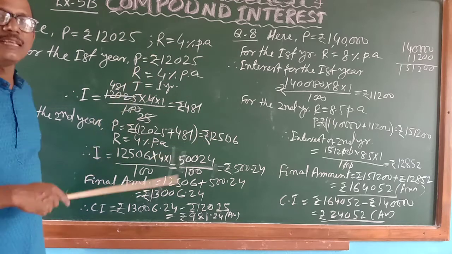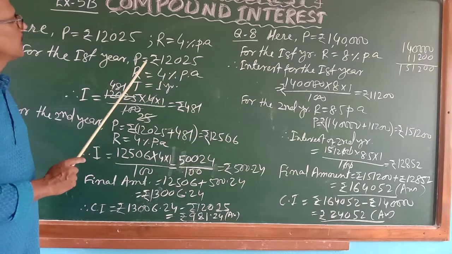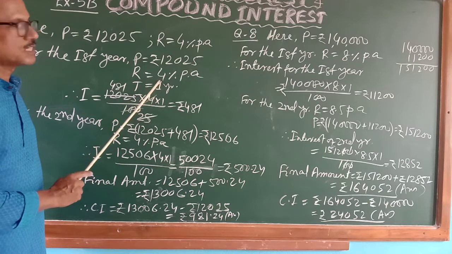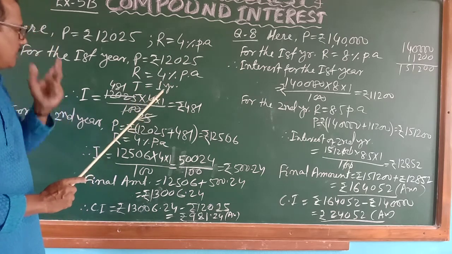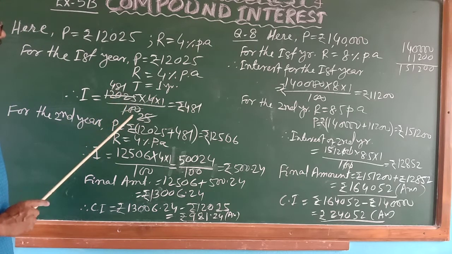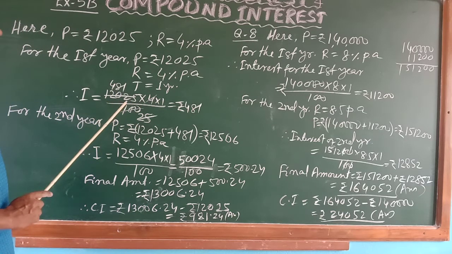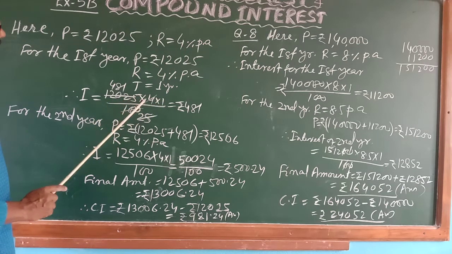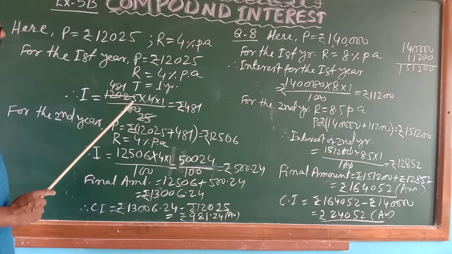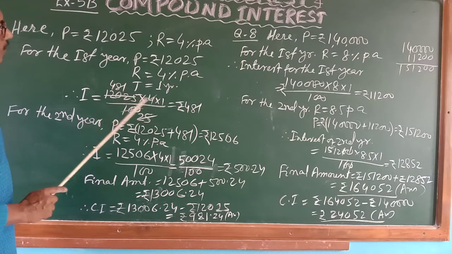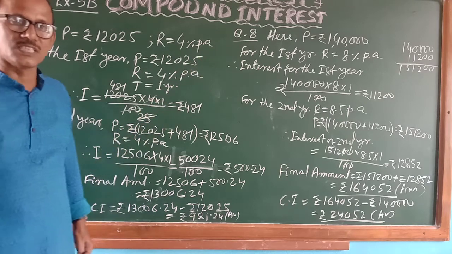Now for the first year, every year you have to calculate. So for the first year, the principal is this, the rate percent is this, and time is equal to 1 year. So we find the interest: 12,025 into 4 into 1, divided by 100. If you calculate, 4 into 25 is 100, 25 eights are 200, remain 25, 21. So 481 will be the interest after the first year.